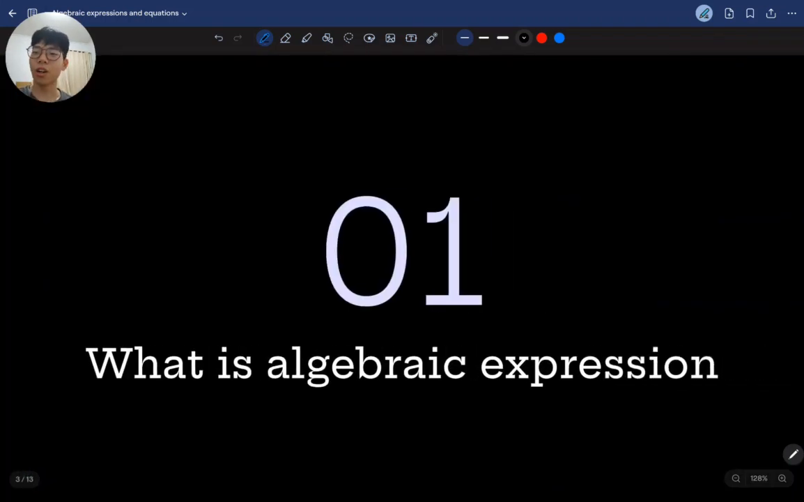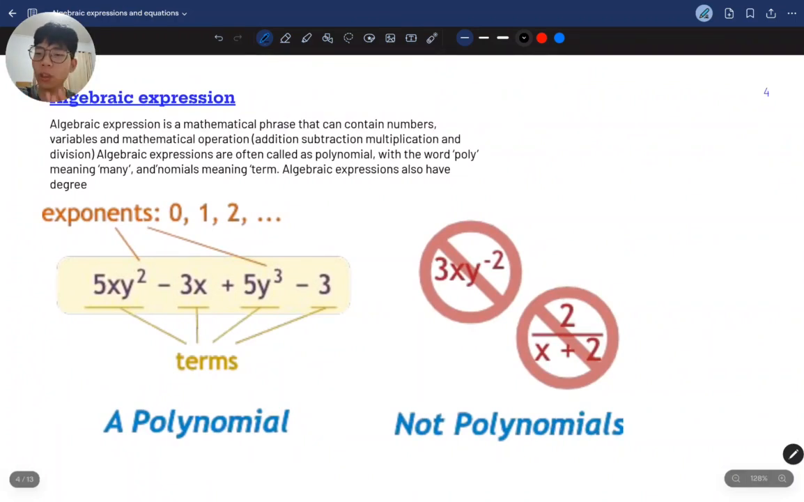So firstly, what actually are algebraic expressions? An algebraic expression is a mathematical phrase that contains numbers, variables, and mathematical operations. These mathematical operations include addition, subtraction, multiplication, and division. Algebraic expressions are often called polynomials, with the word poly meaning many and nomials meaning terms. Algebraic expressions also have degree.